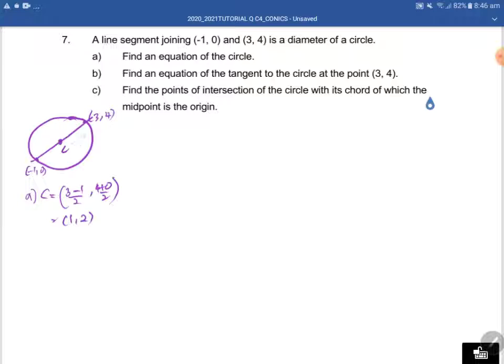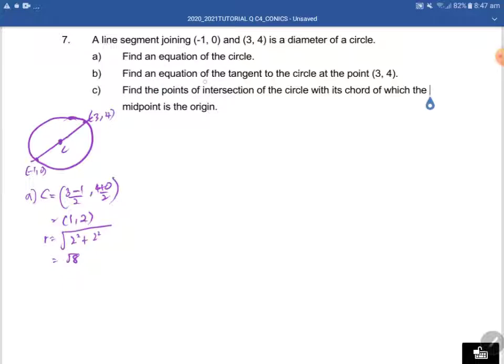And then the radius is the distance between the center and any of the points. Okay, so that's for question A. Find the radius. So for example, using the point (-1, 0): (1 minus -1) squared, so it will be 2 squared, plus (2 minus 0) squared, which is 2 squared also. So the radius will be square root of 8. Okay, and then find the equation.